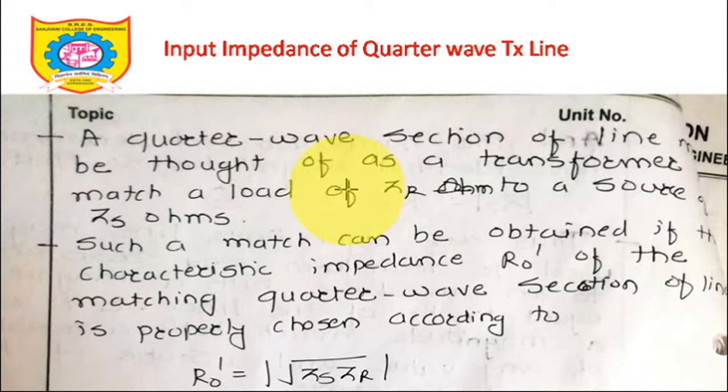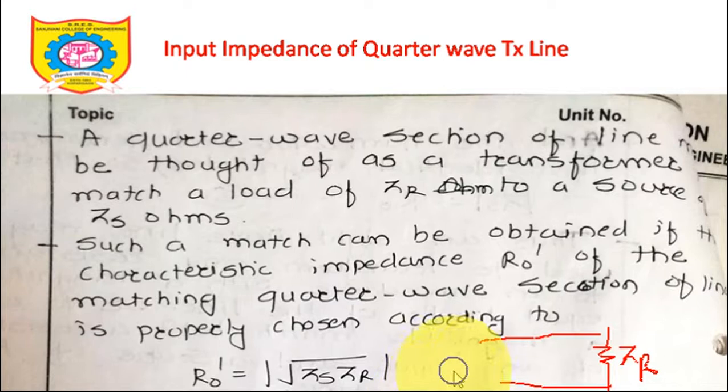So a quarter wave section of a line can be thought of as a transformer matching a load of ZR ohm to a source of ZS ohm. So if I have a transmission line with ZR as the load impedance, and ZS as the impedance looking into the input terminal, and I use this quarter wave transformer to match this load ZR with ZS, in that case it is called a quarter wave match. So a quarter wave match of a load of ZR to a source ZS ohm. Such a match can be obtained if the characteristic impedance R0 dash of the matching quarter wave section of the line is properly chosen.